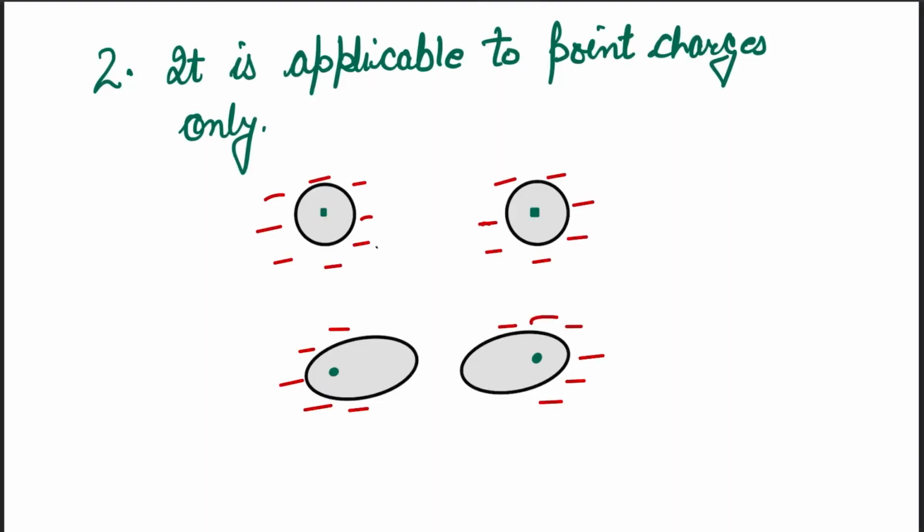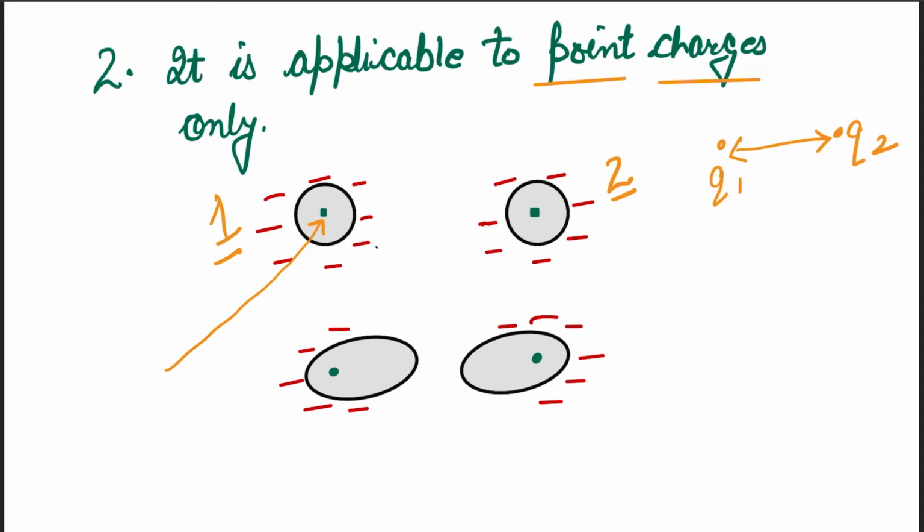The second limitation is that Coulomb's law is applicable to point charges only. If you have two point charges, one charge is Q1 and another point charge is Q2, then you can apply Coulomb's law to calculate the force between the charges. To understand this concept, let us consider two spheres, the first sphere and the second sphere. Both these spheres are negatively charged. This green dot represents the center of gravity.